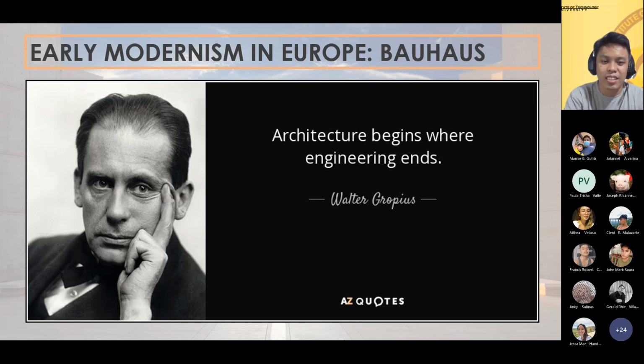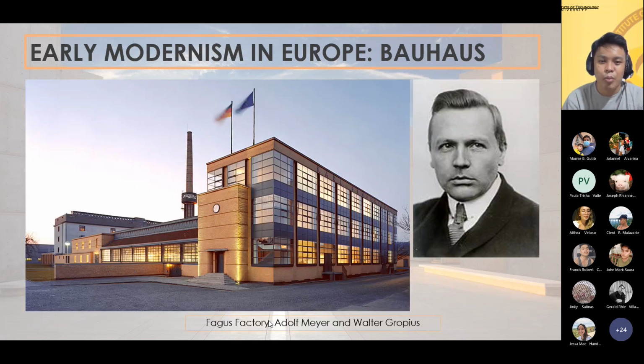So another famous architect during this time, during the Bauhaus movement, is Adolf Meyer and Walter Gropius. This building right here is a factory. So Adolf Meyer and Walter Gropius designed this. This is Adolf Meyer. Careful if you search for Adolf Meyer on the internet, there is another Adolf Meyer who is a psychiatrist. So type Adolf Meyer and then architect.